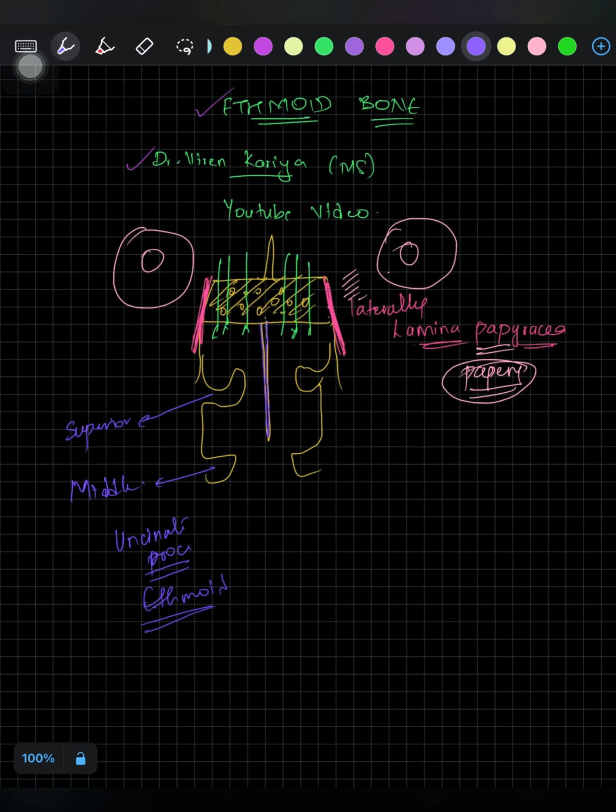Another part of the ethmoid bone is the uncinate process. I really don't have a good understanding of this process. If anyone can give an explanation or leave a link below to understand it better, it will be helpful. Thanking you in advance.